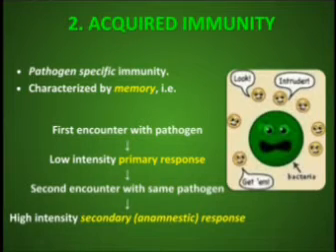Whenever our body encounters the pathogen for the first time, it causes a kind of response known as primary response, and it is a low intensity response. At this particular time our body recognizes the site of the virus and the site of the bacteria or any pathogen. And when the second encounter is with the same kind of pathogen, then our body responds quickly and with a high intensity. This is known as a secondary response or anamnestic response.